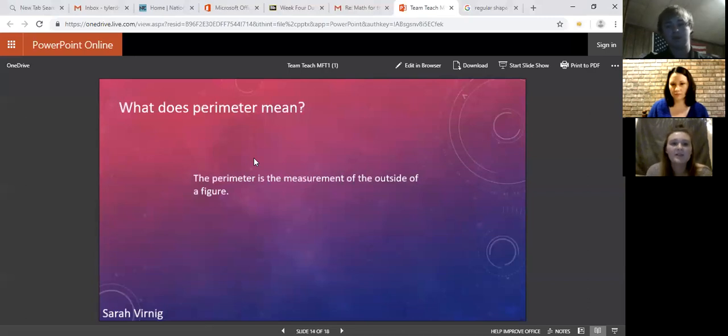Sarah, what does perimeter mean? Okay, well, the perimeter is the measurement of the outside of a figure. So whether it's in cubes or squares, there'll be a little measurement, and you just count up how many lines there are, and always put your unit of measurement behind it. So if it's inches, centimeters, feet, always put that behind your perimeter number.